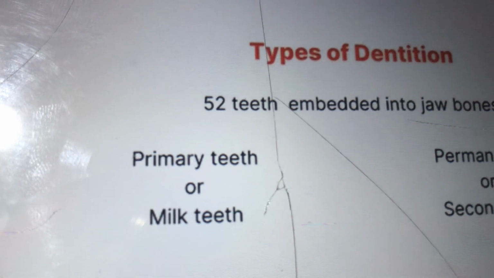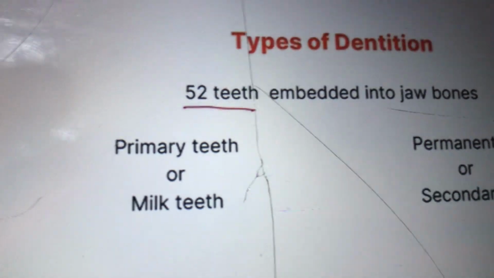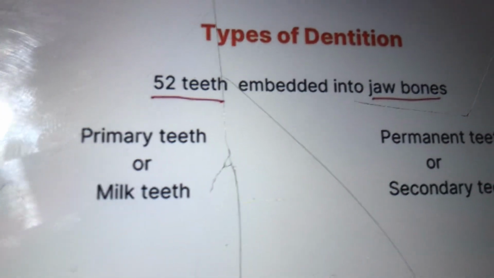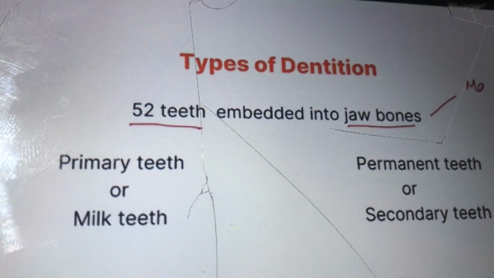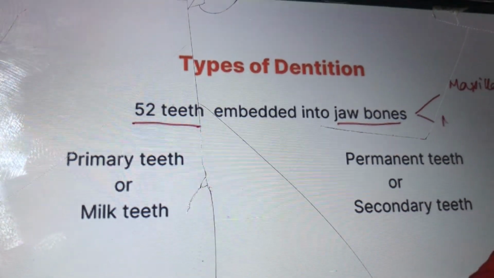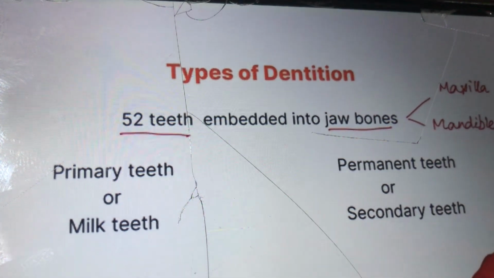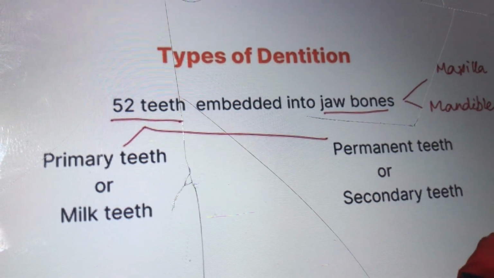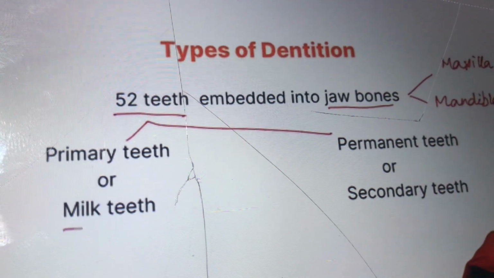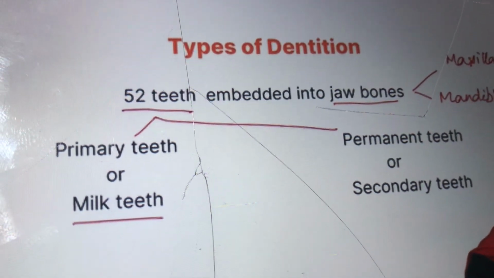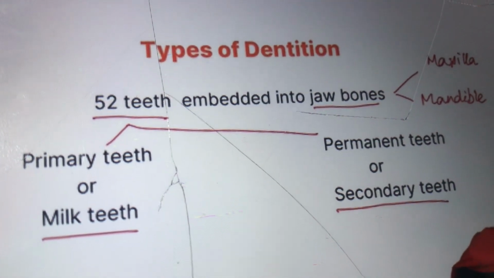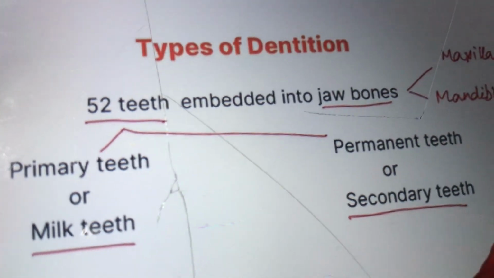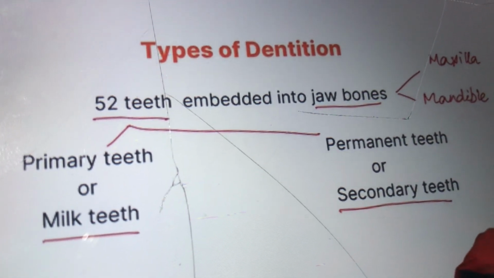In an individual's lifetime, human dentition has 52 teeth, which are embedded into your jaw bones, which include your maxilla and your mandible. So there are two sets of teeth. We have your primary set of teeth and you have your permanent set of teeth. The primary set of teeth are also called your milk teeth, while your permanent teeth are also called your secondary teeth.